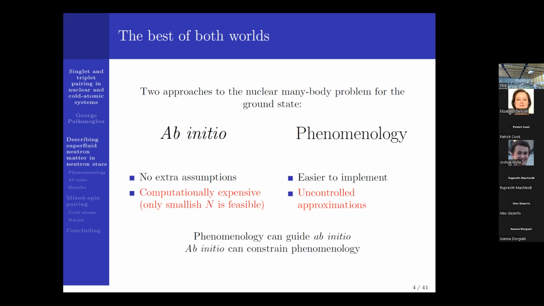So what we do is that we make those two work together. We use a phenomenological model to get a sense of the effects, in this case, superfluidity in neutron stars. And then we use that knowledge to guide expensive ab initio calculations, which will give us essentially exact results, which we can use to constrain phenomenology and inform it about the approximations that are made. So how do we apply that to superfluid neutrons? We'll start with a phenomenological description.